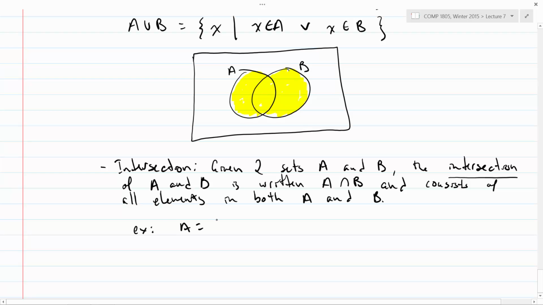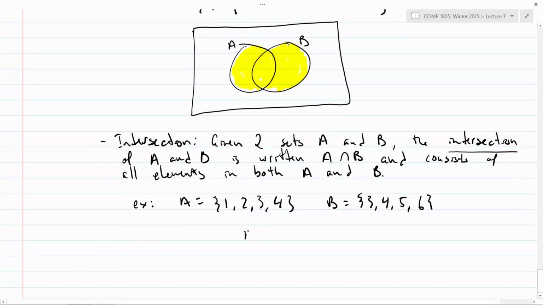Okay, so as an example, if A was 1, 2, 3, 4, and B was 3, 4, 5, 6, what would A cap B, A intersect B, be equal to? 3, 4, right? Those are the elements that are in both of the sets.